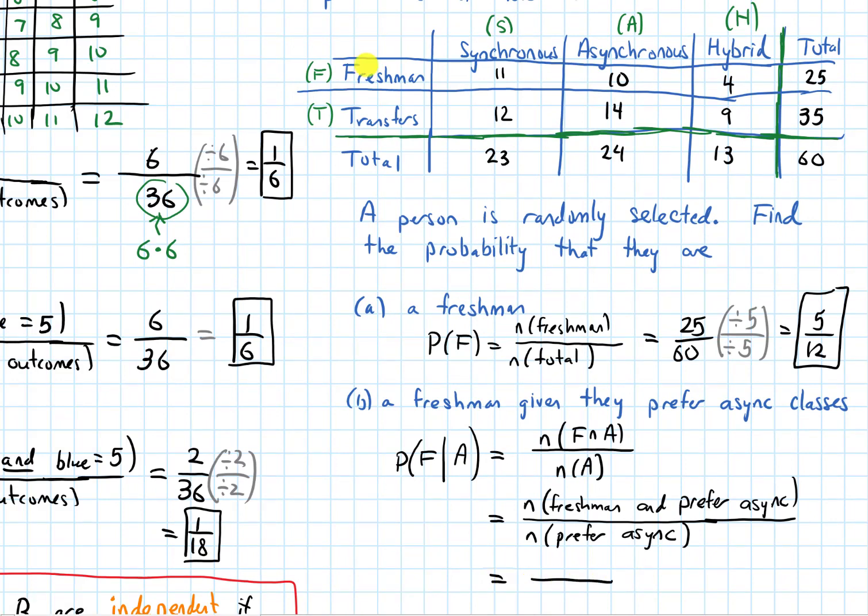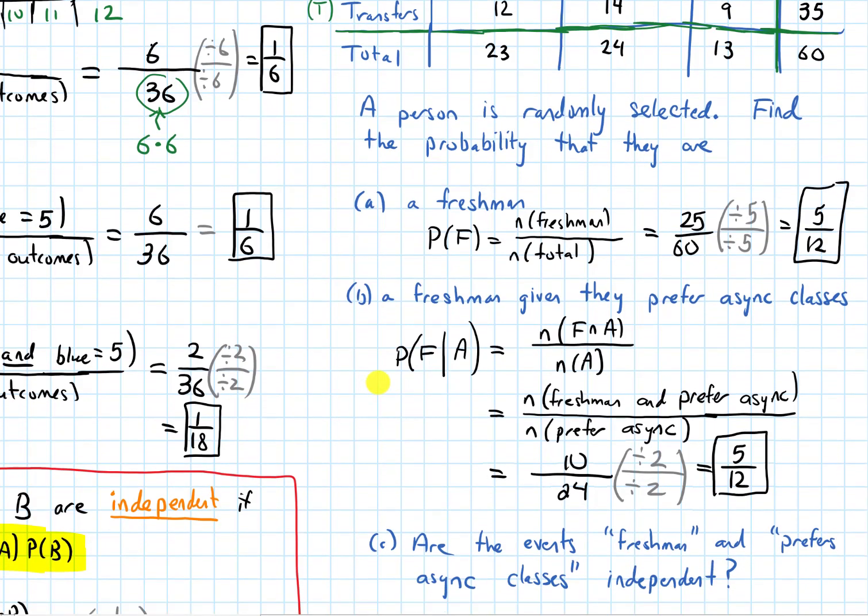Okay, so how many students are freshmen who prefer asynchronous classes? I'm going to look at the freshman row, and under the async column, there are 10 students like that. How many students go on the denominator who prefer asynchronous classes? Well, in the async column, there are 24 total students like that. So 10 over 24. I could simplify this as well by dividing the top and the bottom, this time by 2. Doing that, I get 5 on the top and 12 on the bottom. So that's interesting. We're getting the same probability for the probability of this person being a freshman versus the probability of them being a freshman given that they prefer asynchronous classes.